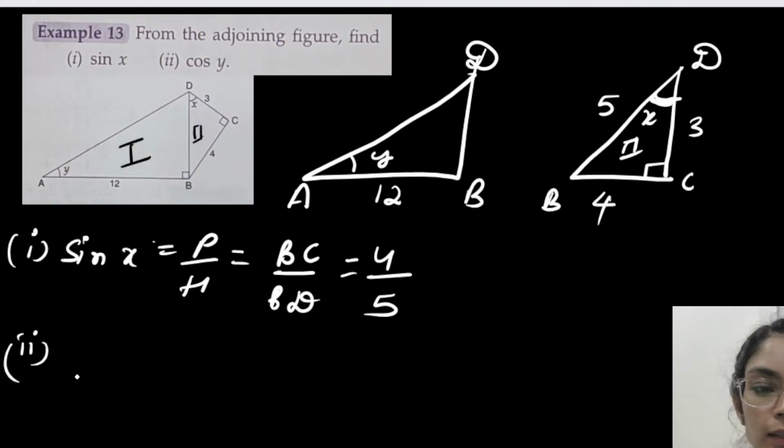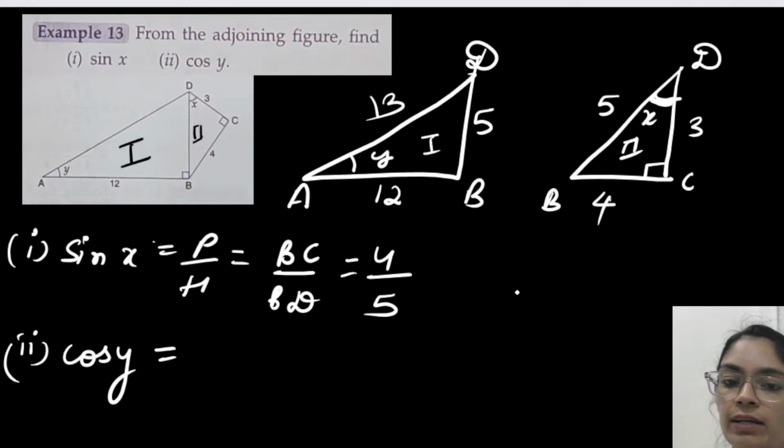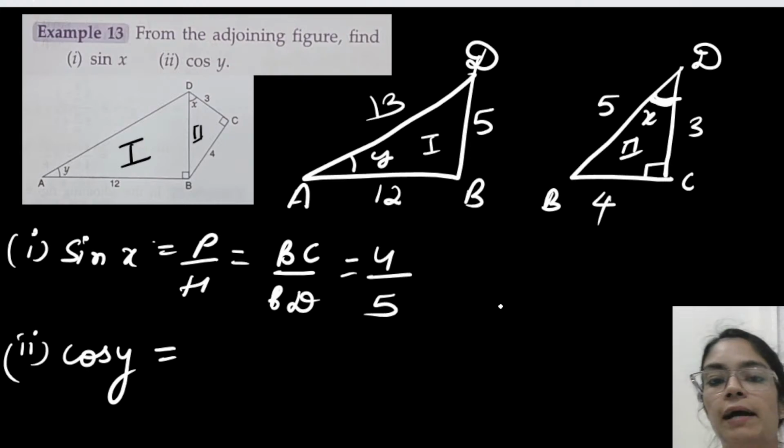Let's do the second one, cos y. For cos y we have to use the first triangle, since the second we have already utilized. Here I have written it as number 1. Now BD's value we already know is 5, so here also we can apply the Pythagorean triplet. You people have already answered. 13, 12 and 5 is a Pythagorean triplet, so that means AD's value is 13.